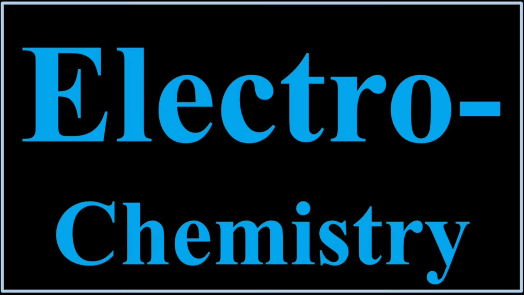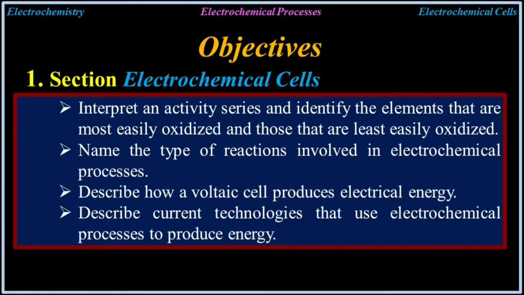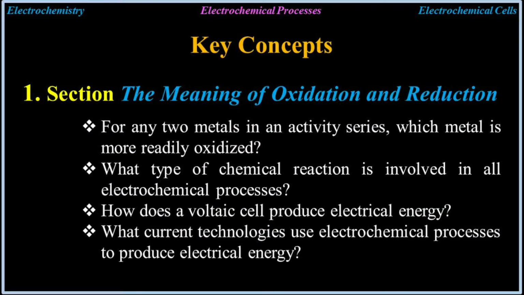This is electrochemistry, the flow of electrons through current provided by matter. Section 1, electrochemical cells. Interpret an activity series and identify the elements that are most easily oxidized and those that are least easily oxidized. Name the type of reactions involved in electrochemical processes. Describe how a voltaic cell produces electrical energy. Describe current technologies that use electrochemical processes to produce energy.